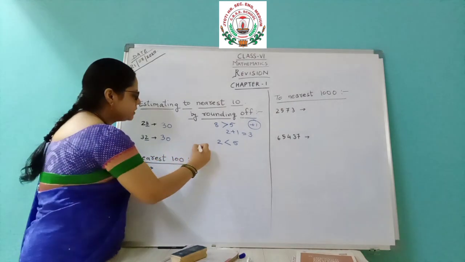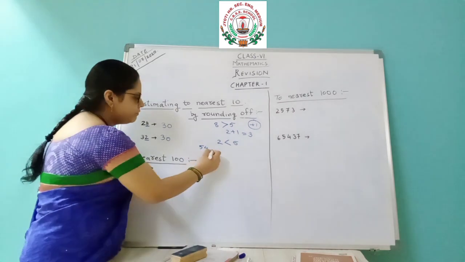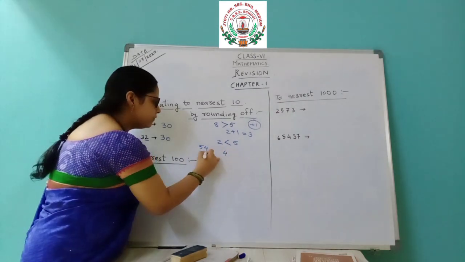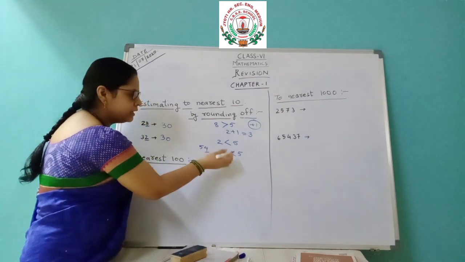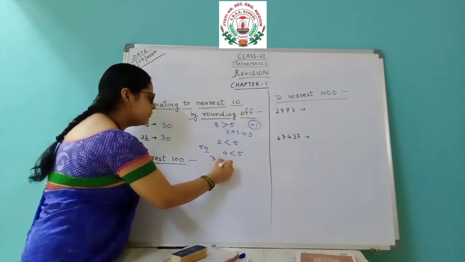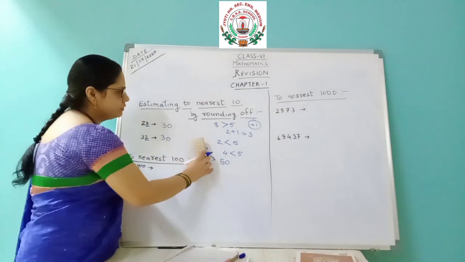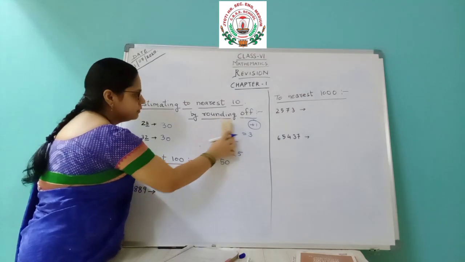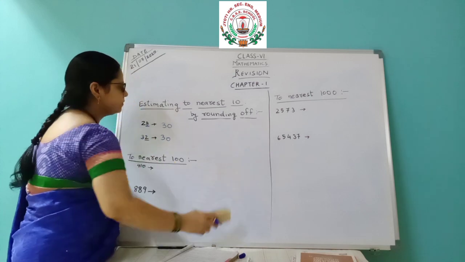Like that, suppose I am taking 54. So 54, the last digit is 4. 4 is less than 5. So you don't have to do anything in the previous digit. It will be similar. So 50 is the estimation of that 54. So this is clear. Only the last digit, one digit, you have to check.